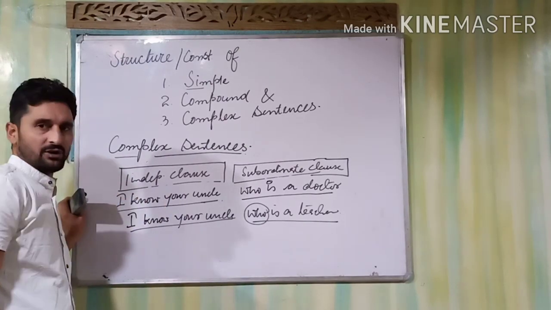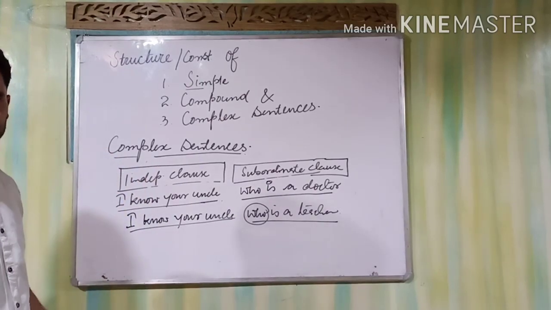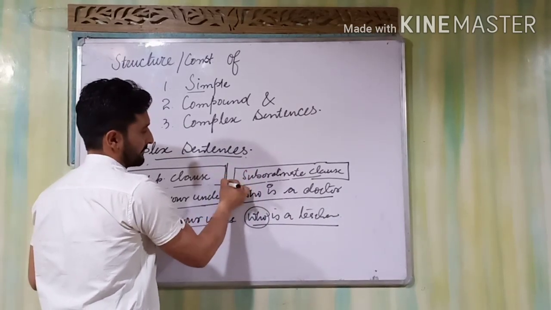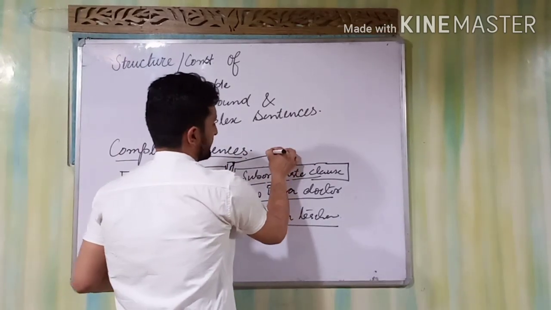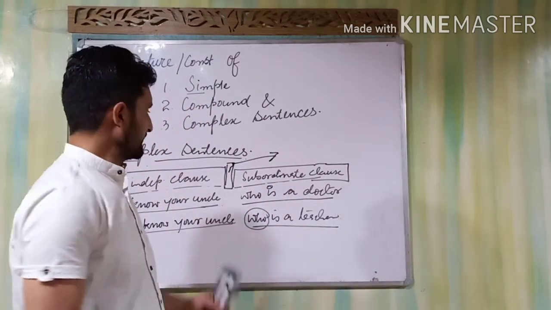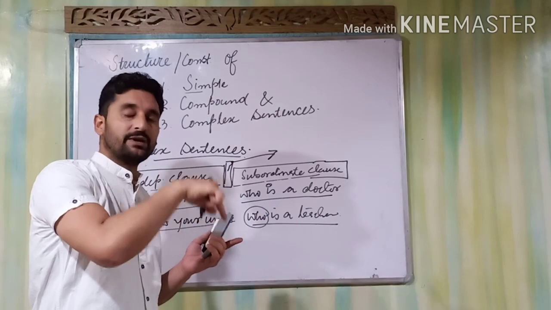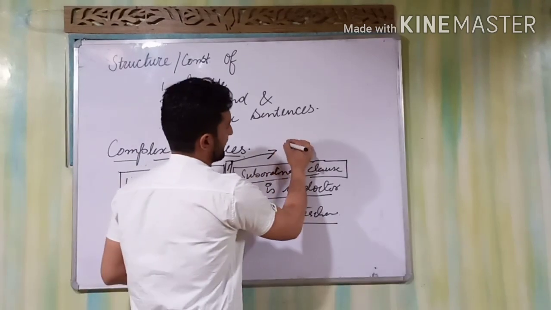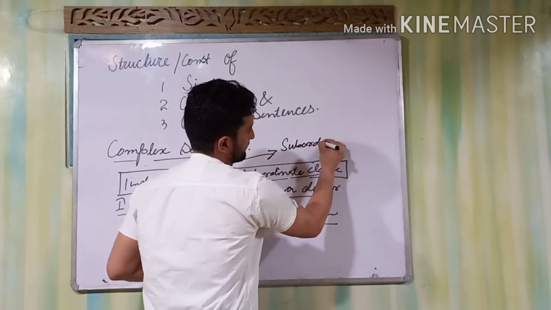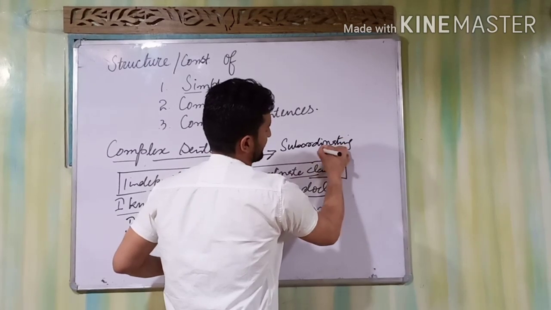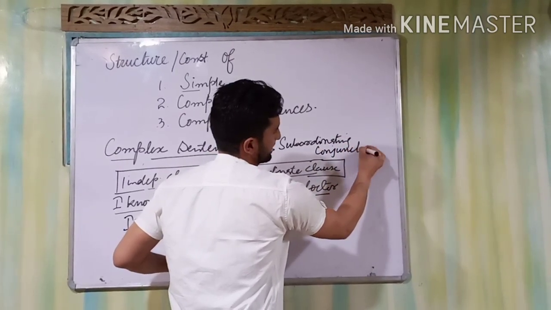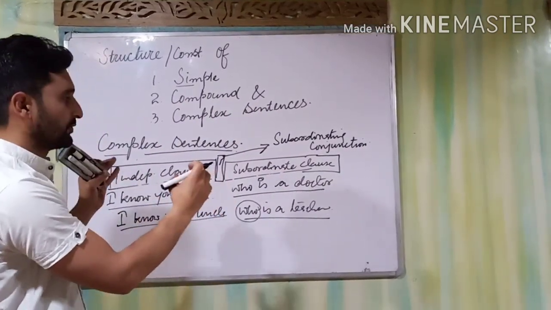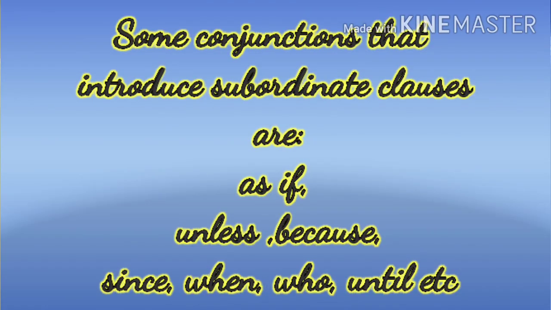So that is the structure of these complex sentences. One independent clause, one subordinate clause, and then a conjunction. Of course, a conjunction. But dear students, as we learned, in case of a compound sentence, we have a coordinating conjunction. But in case of a complex sentence, we have a subordinating conjunction, which bridges these two clauses together and makes them a single sentence.